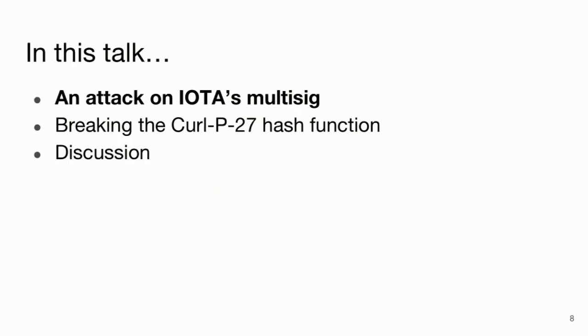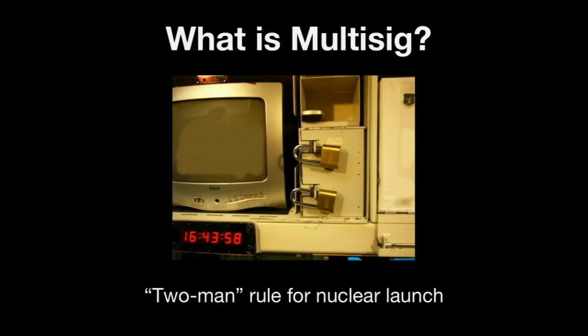Okay, so this is the outline for the rest of the talk. So first, I'm going to explain a little bit more about the details of the attack. Ethan's going to talk about the hash function, and then we're going to close with some discussion.